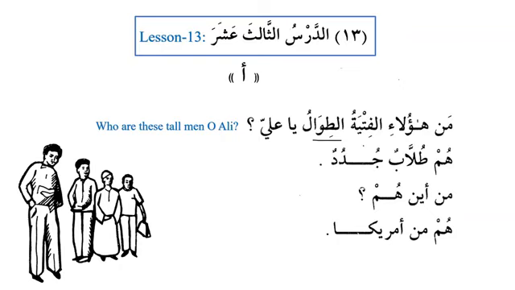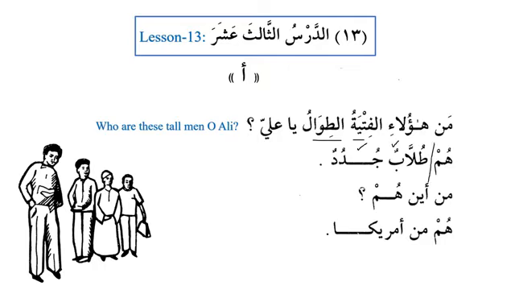So now we can see that fatan, and the plural is fityatun, and tawilun, and the plural of tawilun is tiwalu or tiwalun. Who are these tall men? So here we have to focus on everything now. Hum tullabun jududun, on the pattern of fu'ulun. Talibun, and the plural of talibun is tullabun, and tullabun is mawsuf, and jududun is sifa.